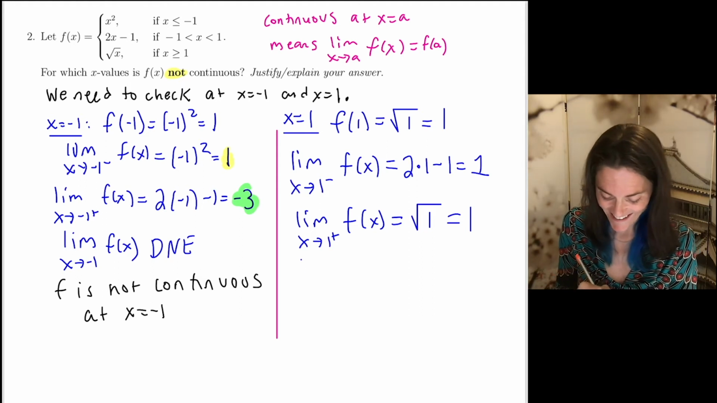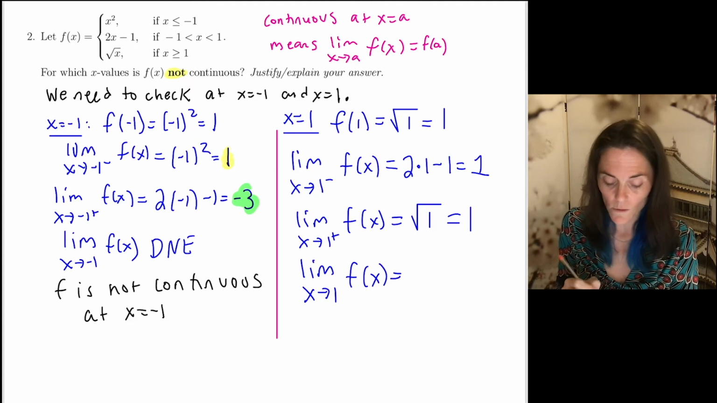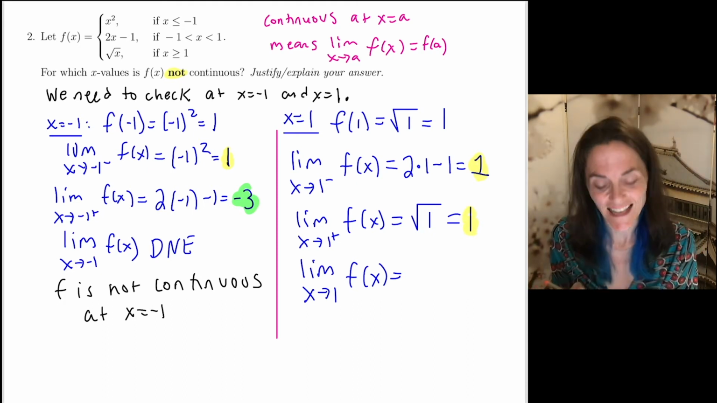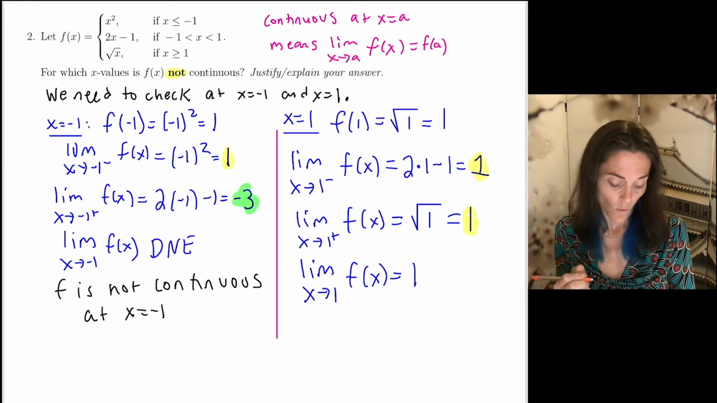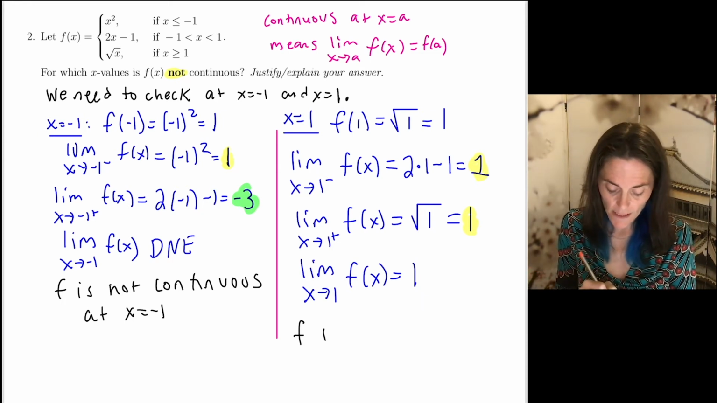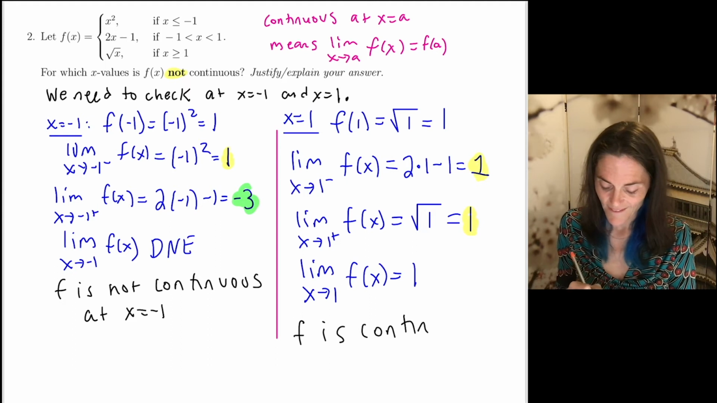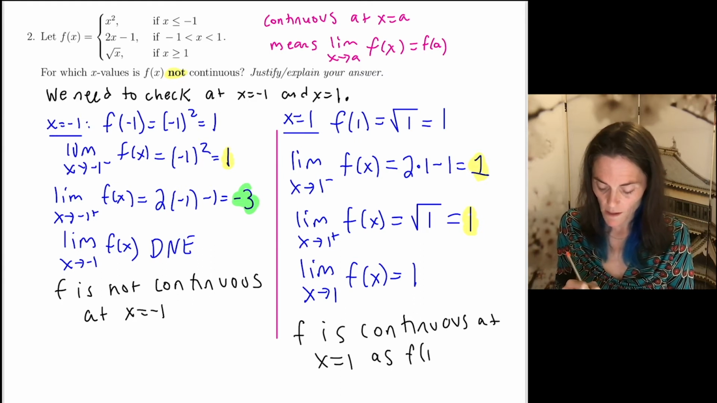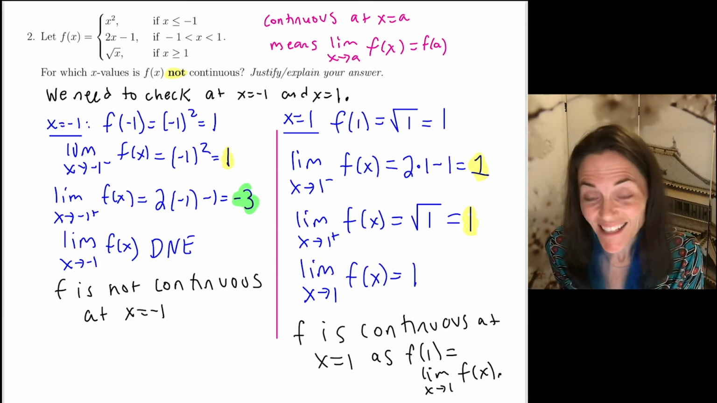Oh, this is looking great because you see the limit from the left equals the limit from the right. And they're both equal to 1. So the overall limit exists and equals 1. Okay, well, this says that f is continuous at x equals 1 as f of 1 equals the limit as x approaches 1 of f of x. That is the definition of continuity at that point.